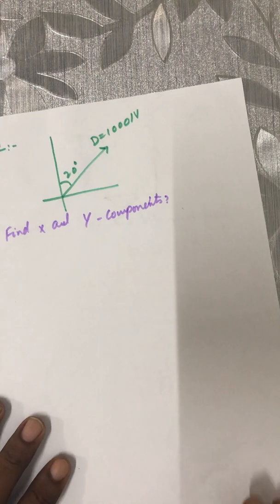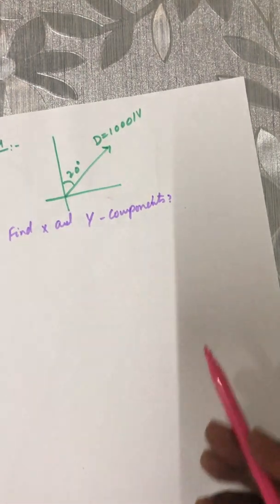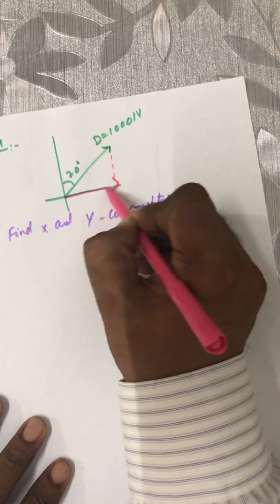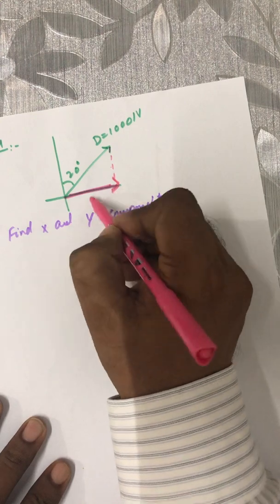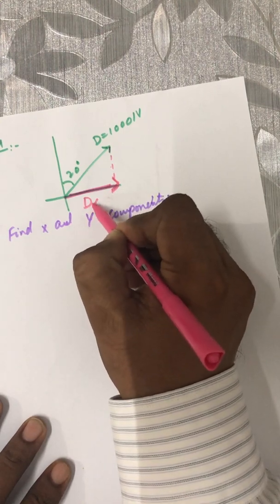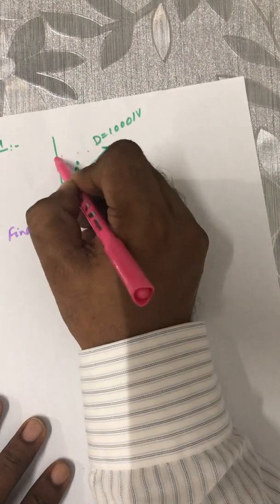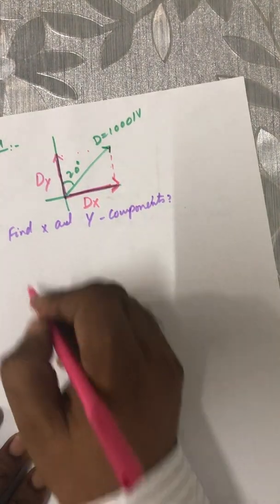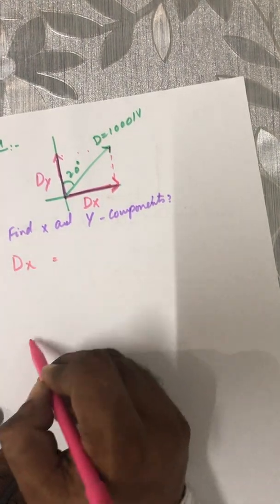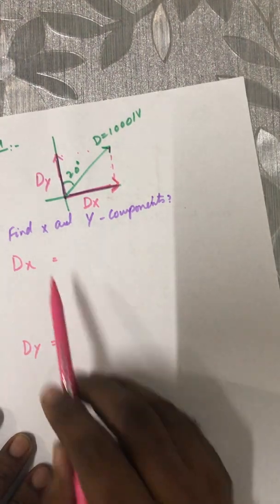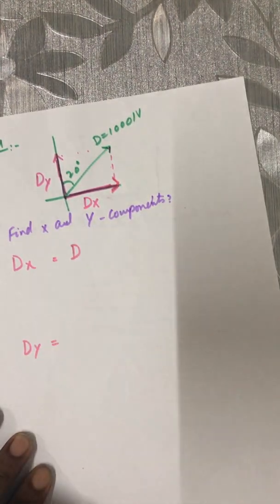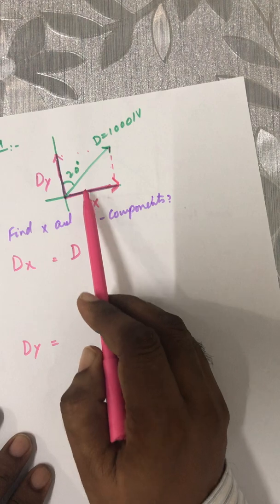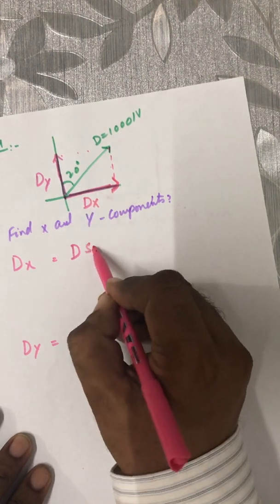Come to question number 4. Here is a vector D. We have to find x or y component. So see, if we draw a perpendicular line here, this line will represent the x component of vector D, so it will be Dx. And this component of vector D which is vertical is Dy. So Dx and Dy I have to find out. Dx is the vector D multiplied by sine or cosine, we have to decide. As I told you, it's not touching the angle, that's why it will be sine theta.